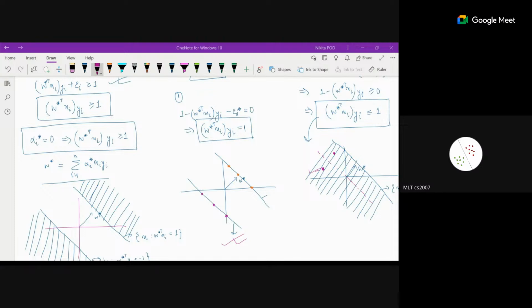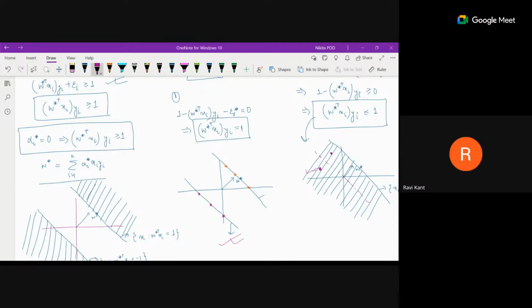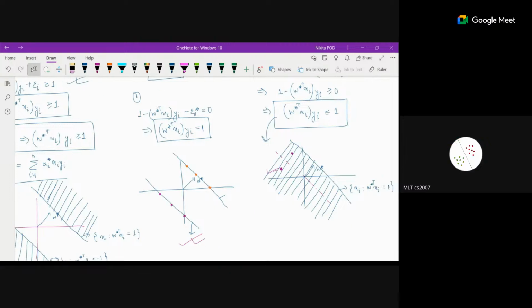Yes, Ravi. Ma'am, can you explain the last graph once again? From this condition, that is W star transpose xi yi less than or equal to 1, this is the graph that we get, right? This is the reason that we have, correct? Now, saying that this is the reason, it means the points which are on this side are important to us.